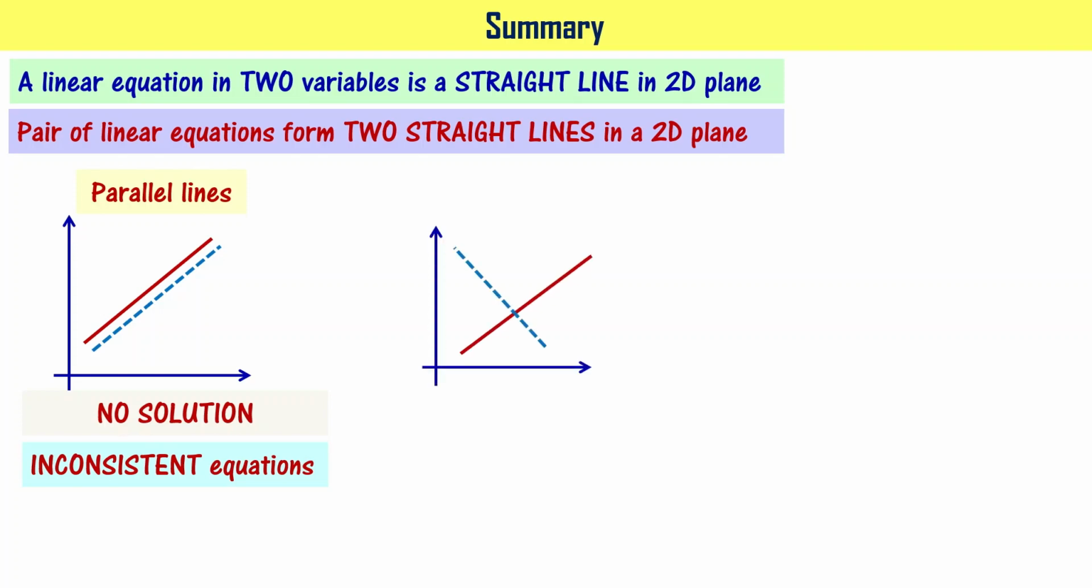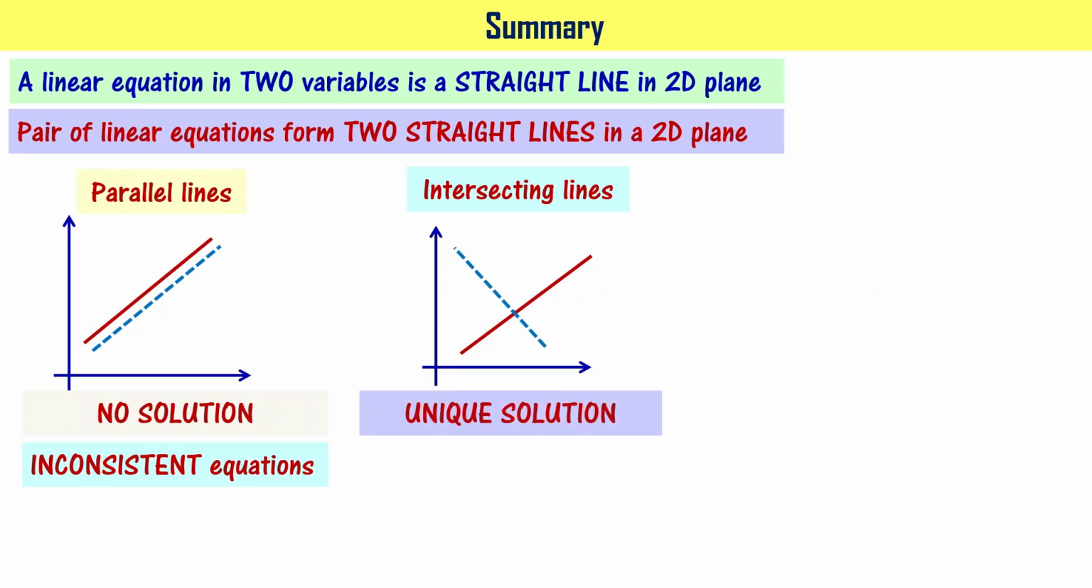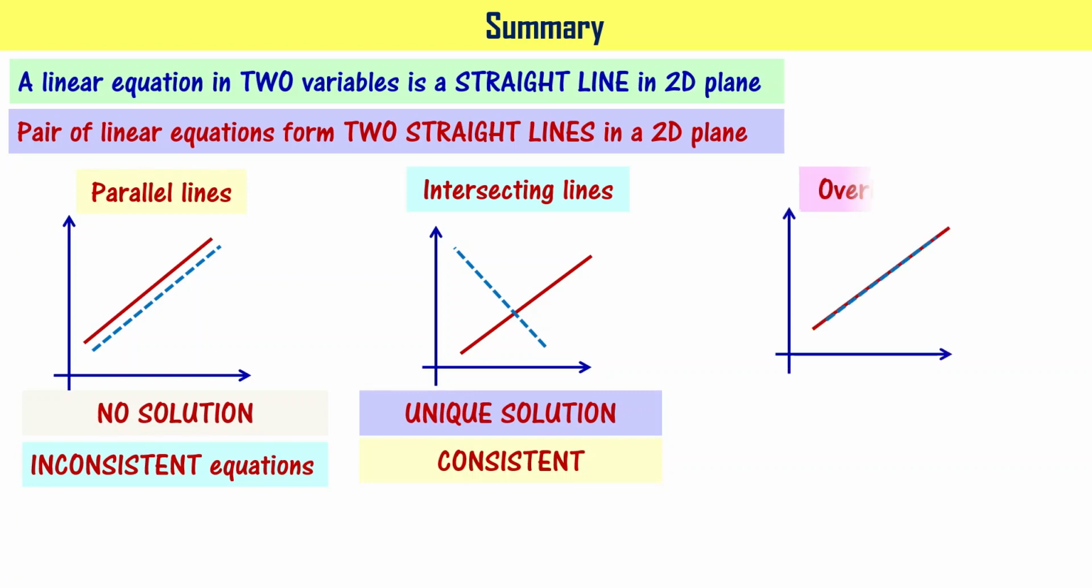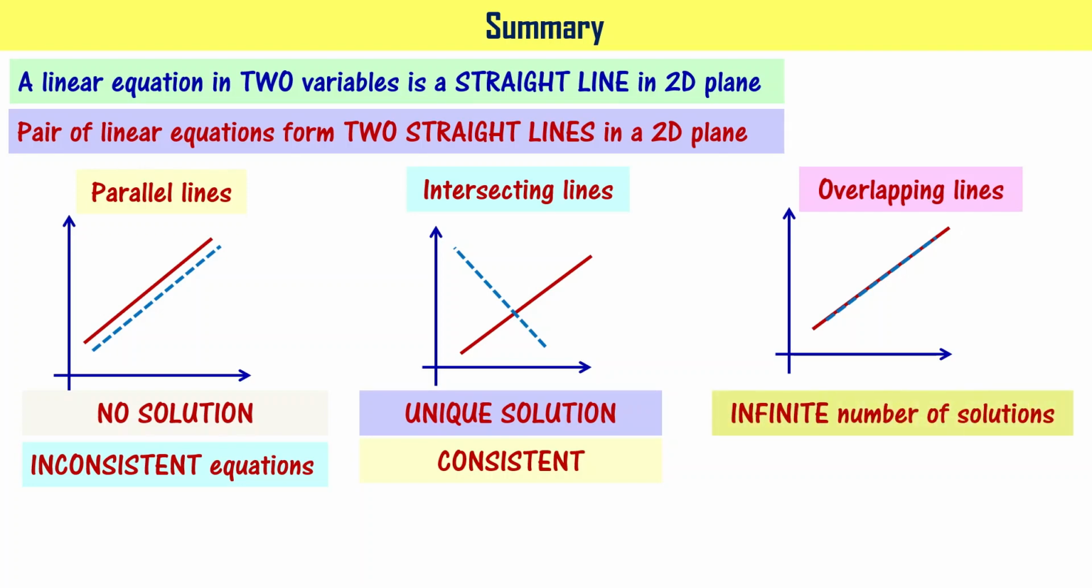The lines can be intersecting. In that case, you get a unique solution for the given pair of equations, and those equations are said to be a consistent set of linear equations. When the lines are overlapping as shown here, you will have infinitely many solutions for the given pair of linear equations. The equations are said to be consistent because there exists a solution for the given pair of equations.